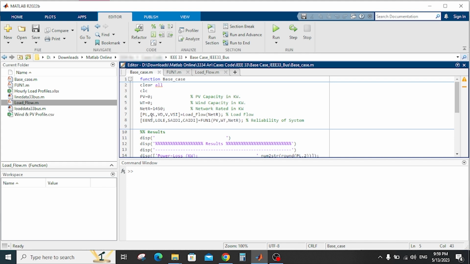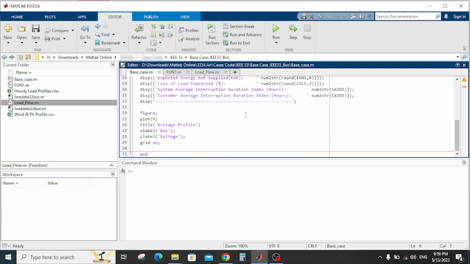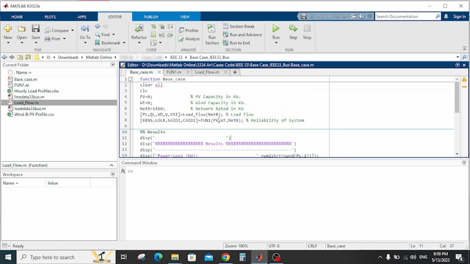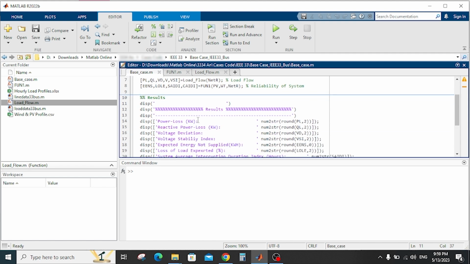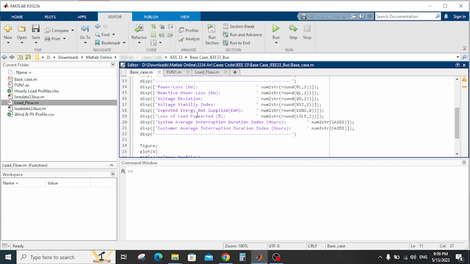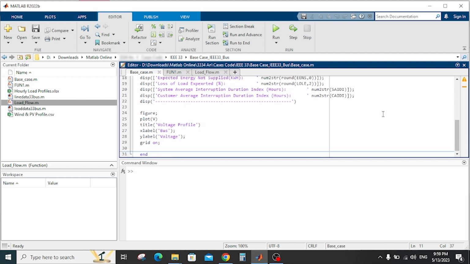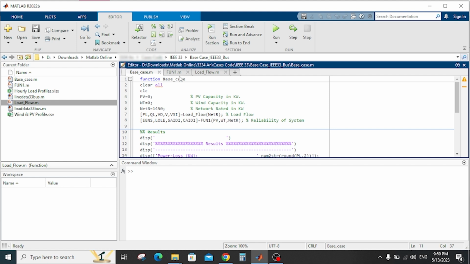1450. The first thing, we will make the load flow function, and the second thing is the reliability function. After we get results from the load flow and the reliability function, the results are power losses, reactive power losses, voltage deviation, voltage stability index, and expected energy not supplied, and so on, for all the outputs. And then we plot the voltage profile for each bus. This is the base case, but we will explain function one and the load flow.